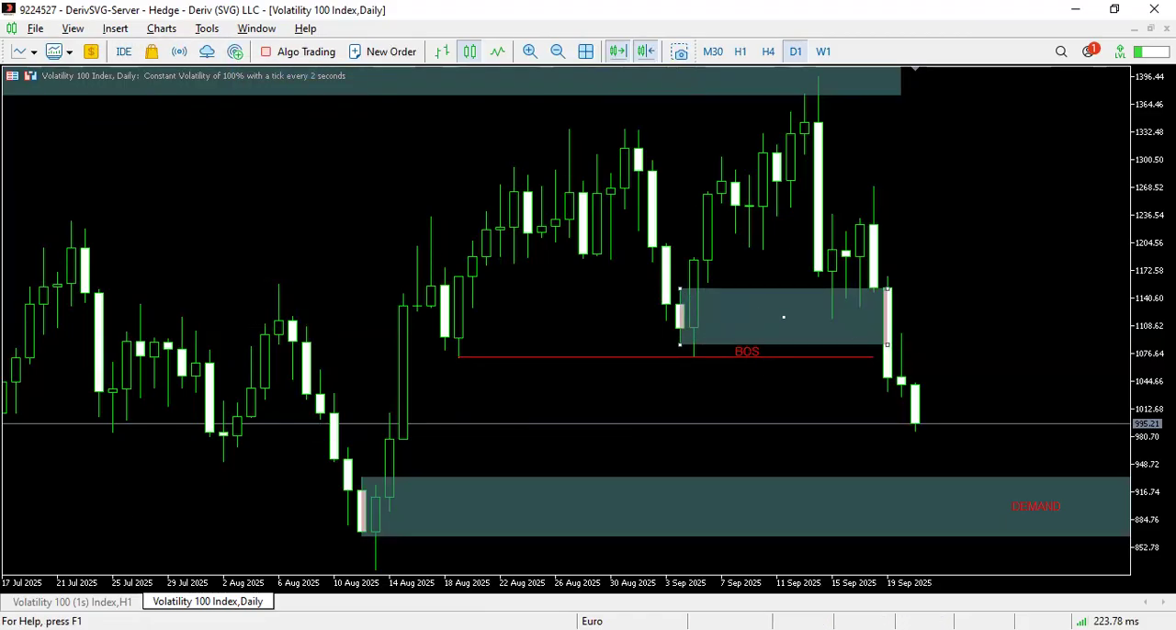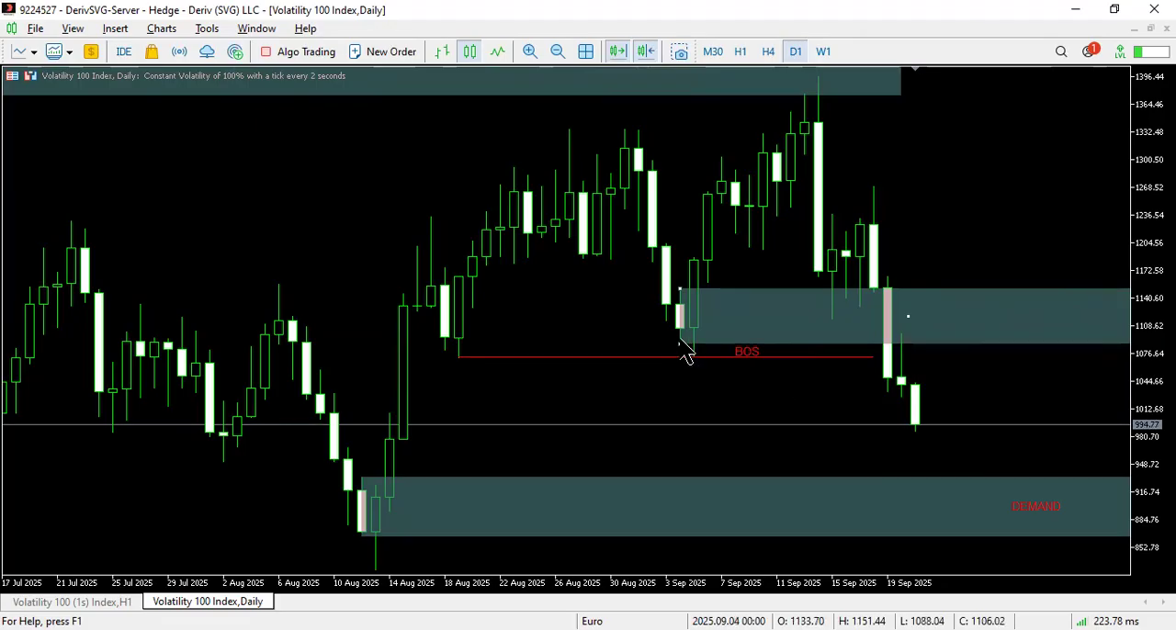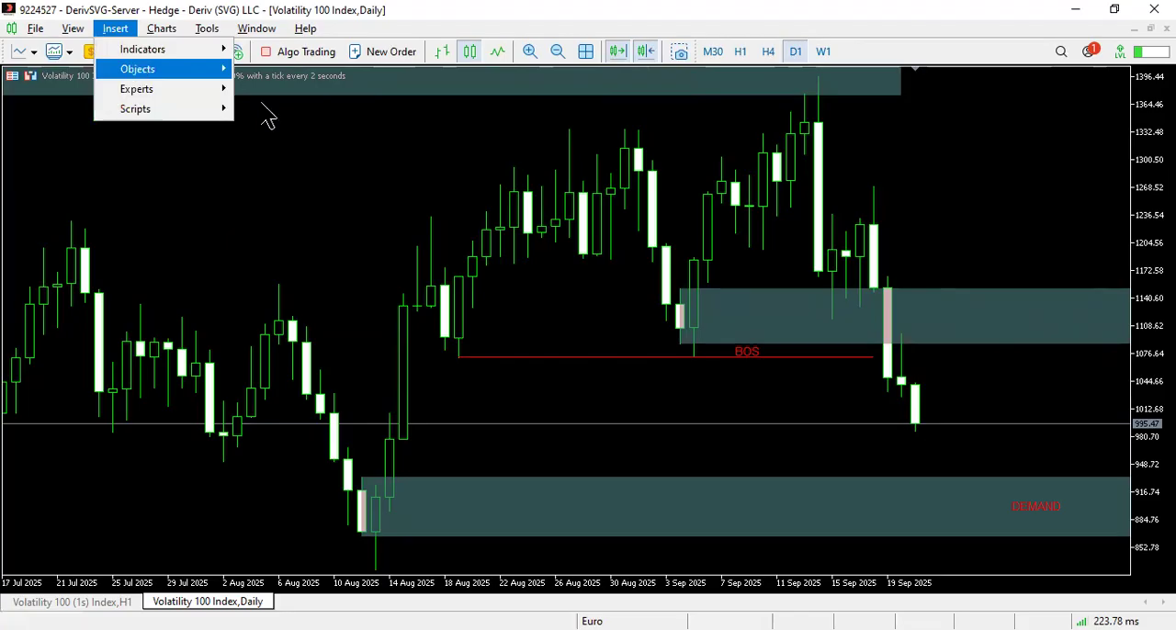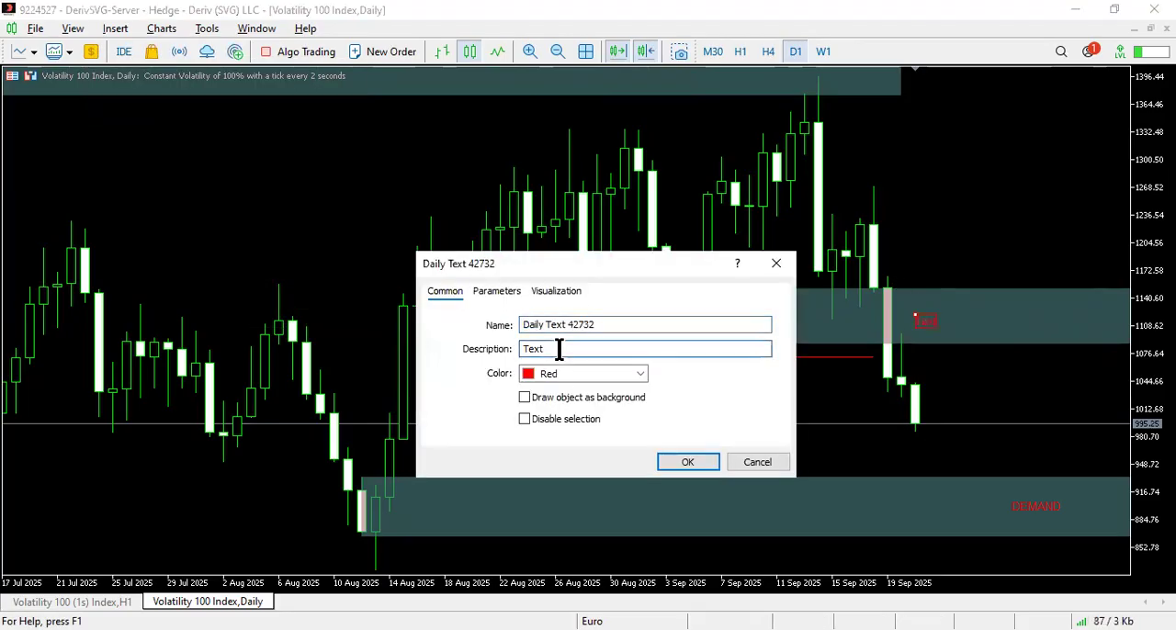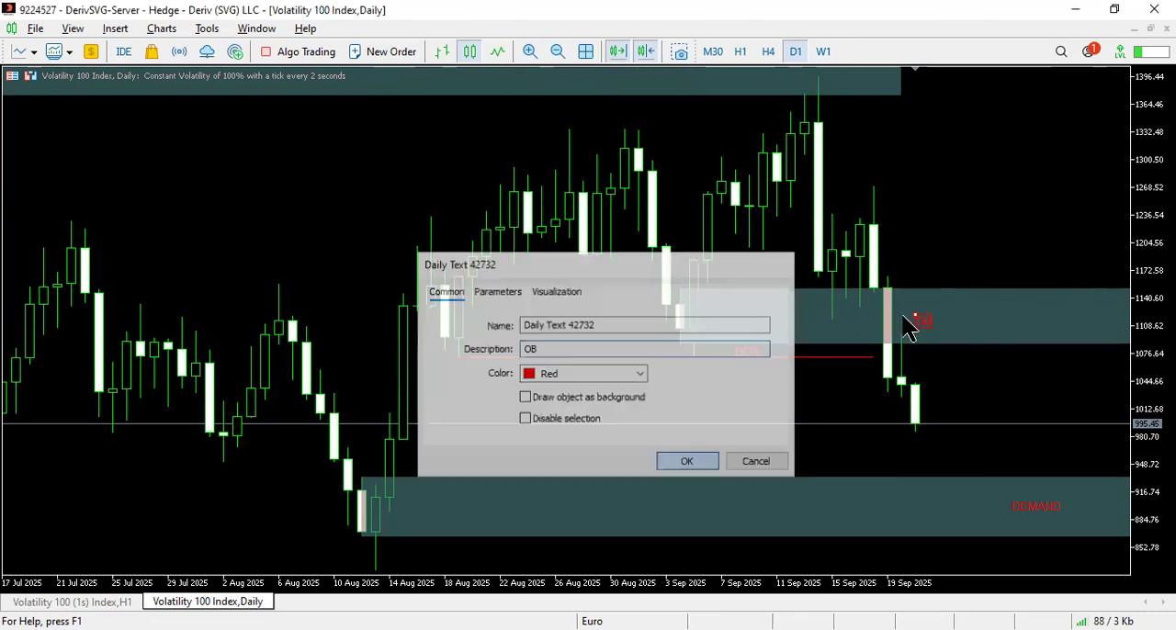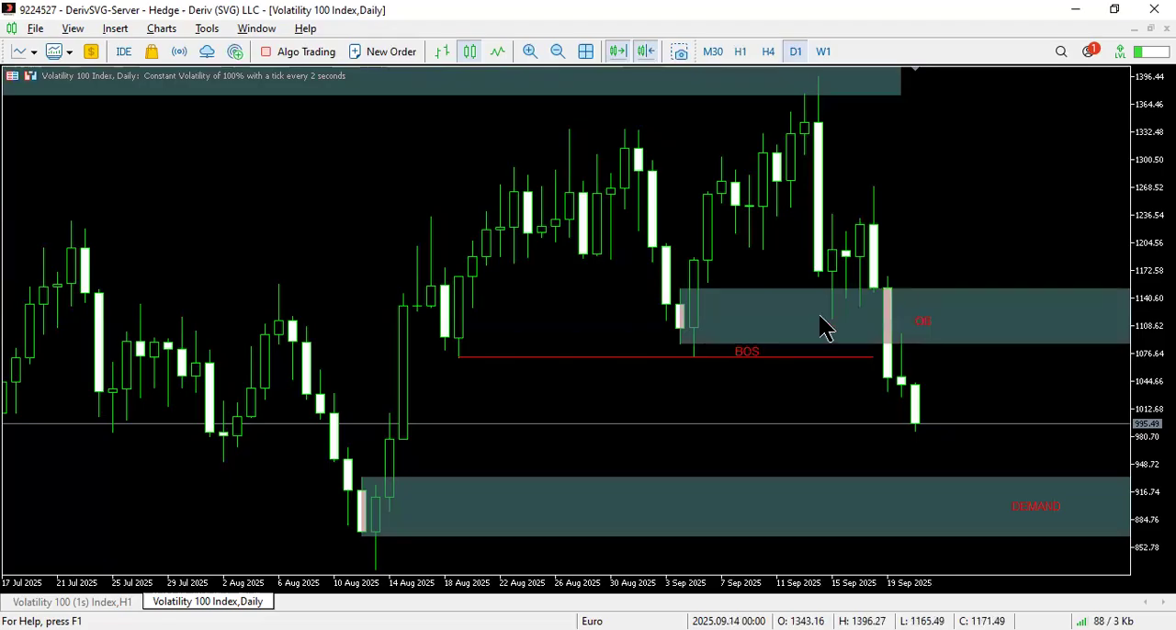So according to my strategy, when price breaks structure, it always leaves an order block, which is that one. In that case, we have broken structure, so we are going to wait for price to go and mitigate that order block. We are waiting for a selling opportunity at that order block, because that is the strategy I trade. SMC, whenever price breaks structure, I mark my order block and wait for price to go and mitigate that order block.